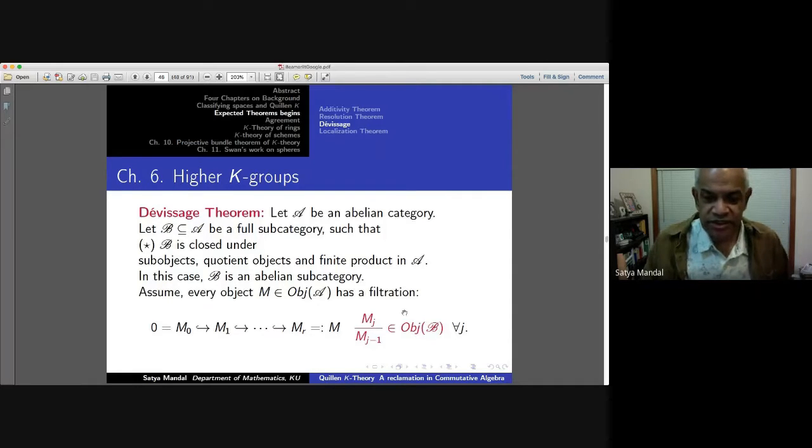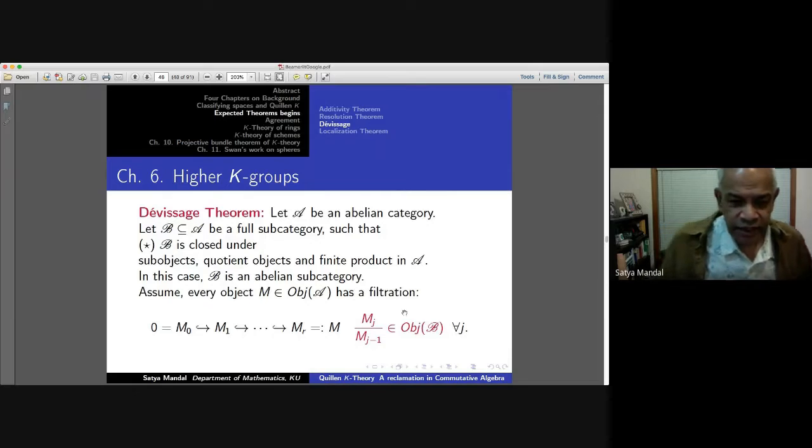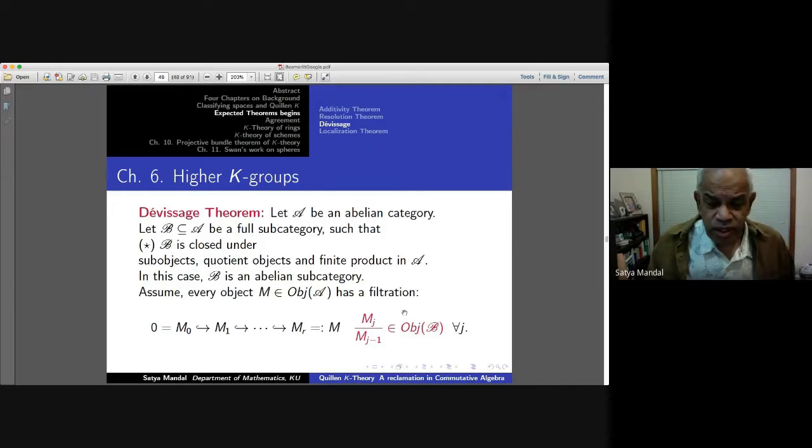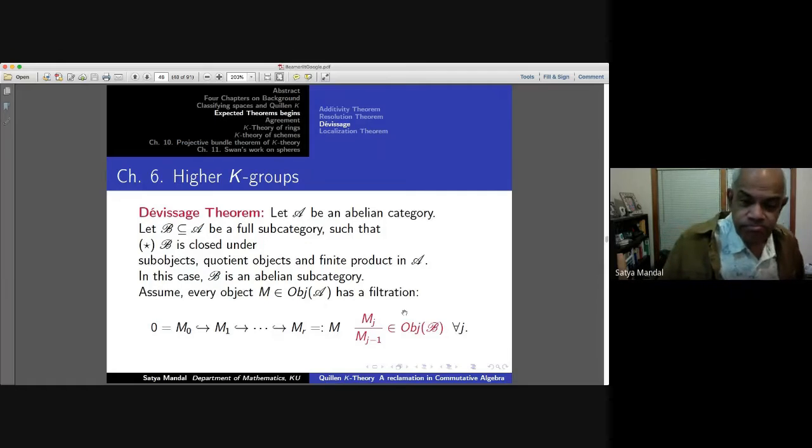So that quotient is in B. Okay. So you can see this for modules. For example, if you take the category of finite length modules, you can do this. Yeah, take a local ring and think of the category of finite length modules.